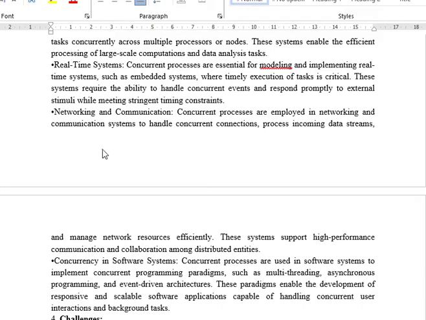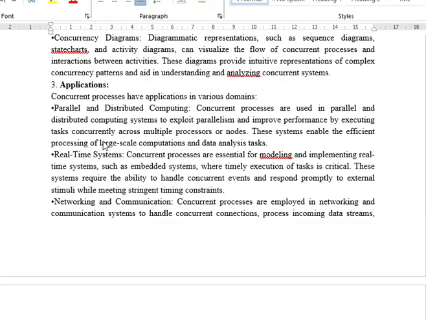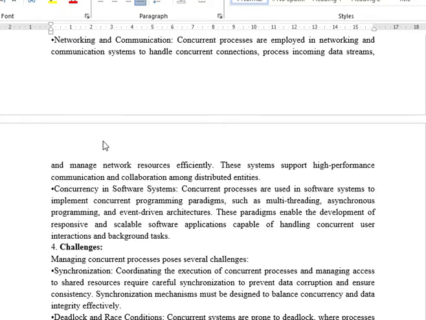Okay. And even the concurrency in the software system, because we can implement the concurrency programming paradigms. So what are the concurrency programming paradigms? Like multi-threading, where multiple threads will be performing at the same duration of time. Same concept here also. So asynchronous processing, event driven architecture. These things will be included in the concurrent programming paradigms. Yes, these are the applications which are involved in the concurrent process.